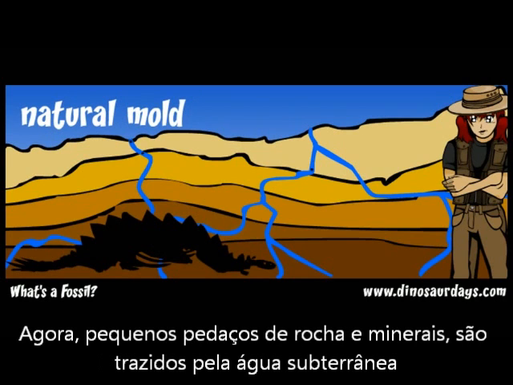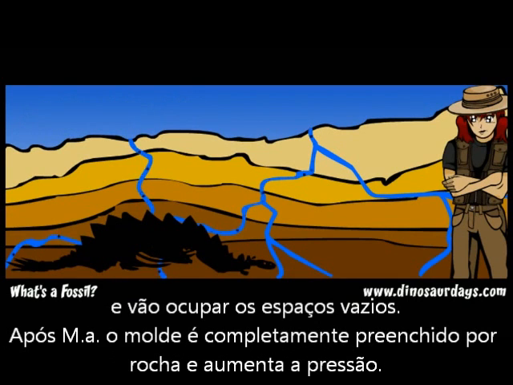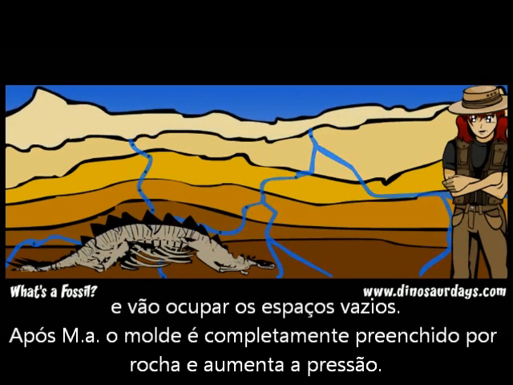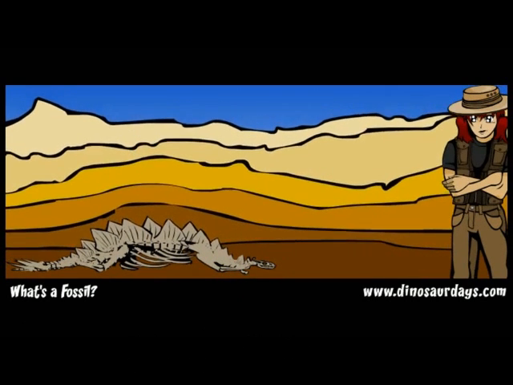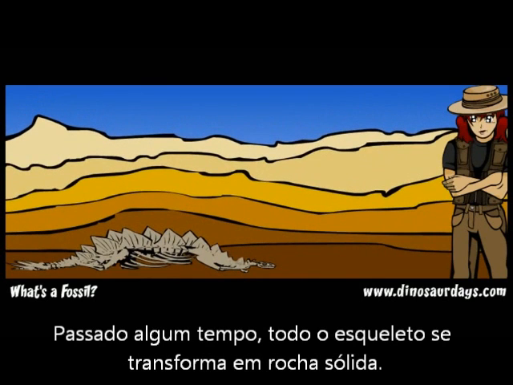Now the groundwater brings tiny pieces of rock into those empty spaces. After millions of years, these tiny rock pieces fill the mold. The rock is pressed further and further underground. Over time, the entire skeleton mold becomes solid rock.